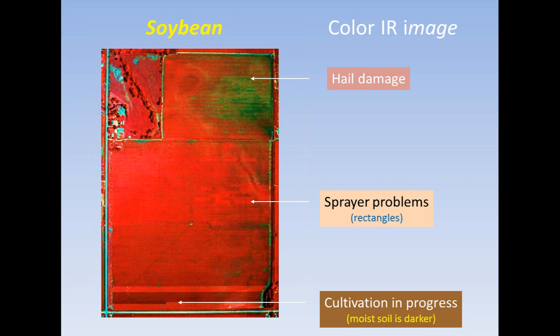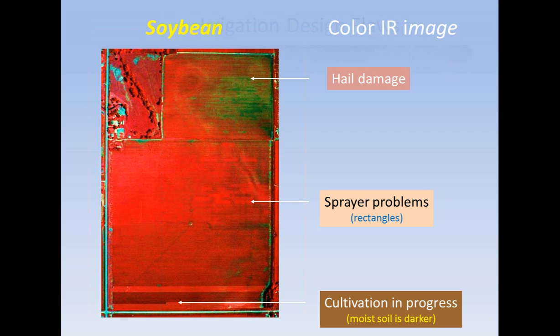And finally, this picture was taken at the time when the farmer was in the field cultivating. And so the darker area is where he recently disturbed the soil and turned up darker colored moist soil compared to lighter colored soil. So these are all factors that can affect the imagery.